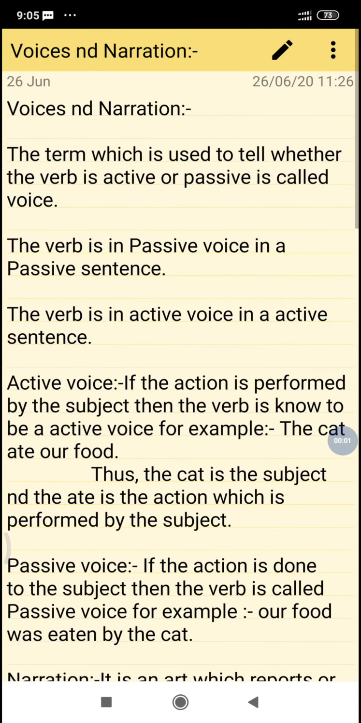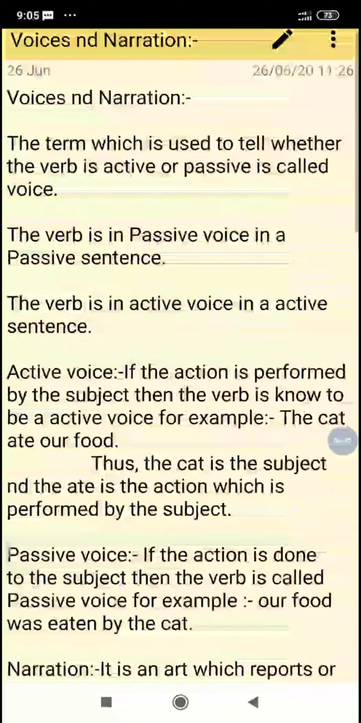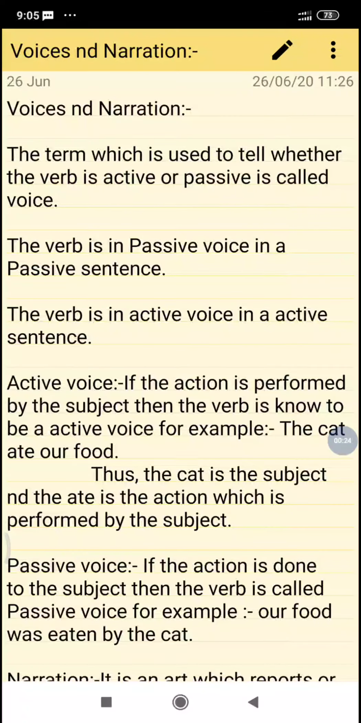Today we are going to discuss the most important topic of the English grammar syllabus of 10th class: voice and narration. Voice and narration is a very important topic of the CBSE board English grammar, and for those students who are preparing for the English exam of CBSE board, the topic is very important. Here we have some notes.